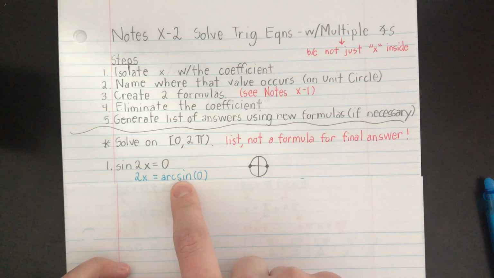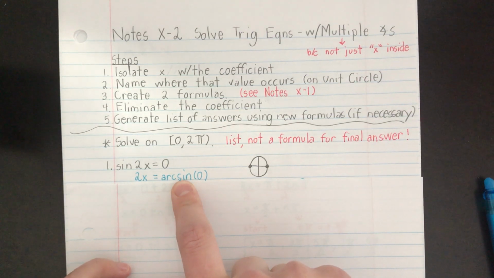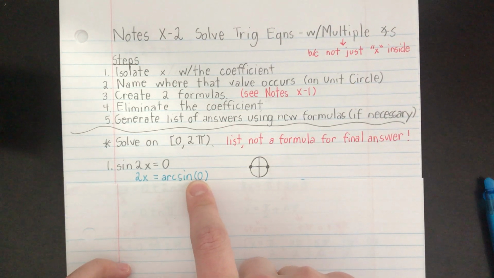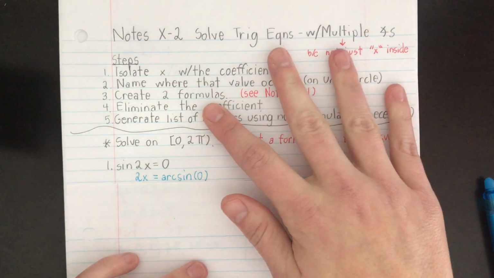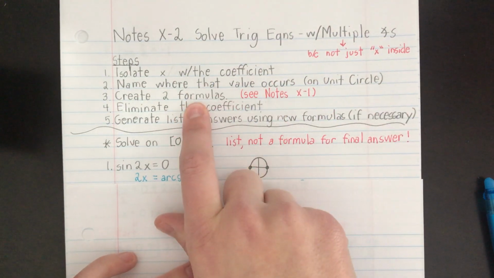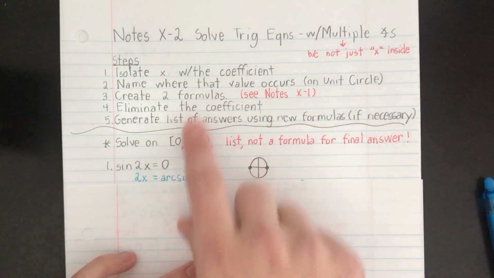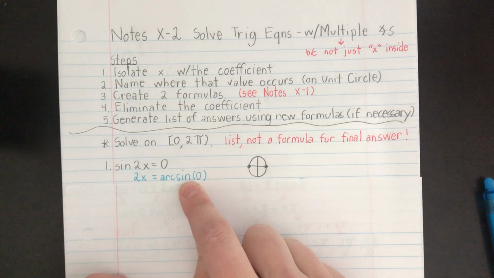Well, what angle has a y value of 0? That would be here and here. Those two angles have a y value of 0. And so then create two formulas. Like before, remember we're dealing with sine, so it's going to be plus 2n pi, plus 2n pi for these.